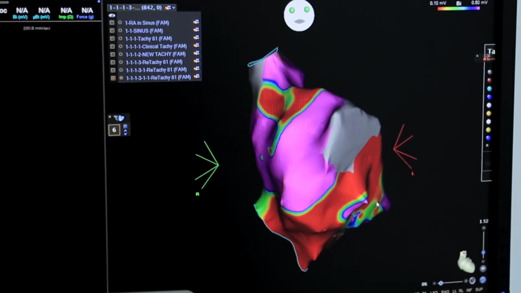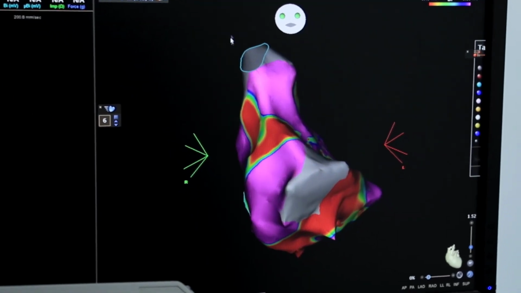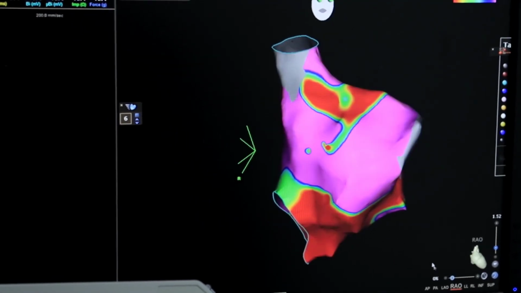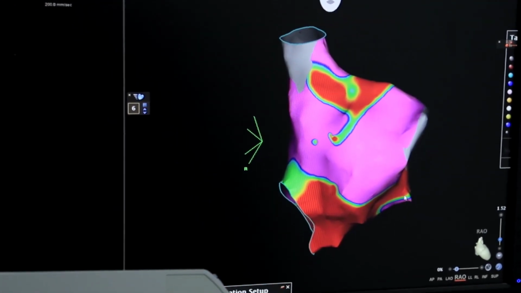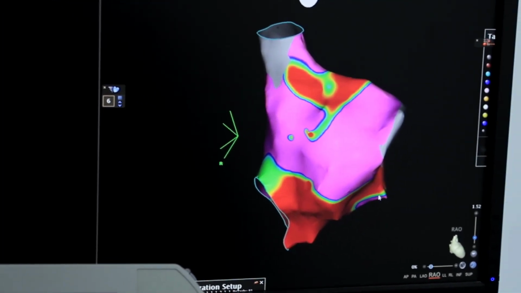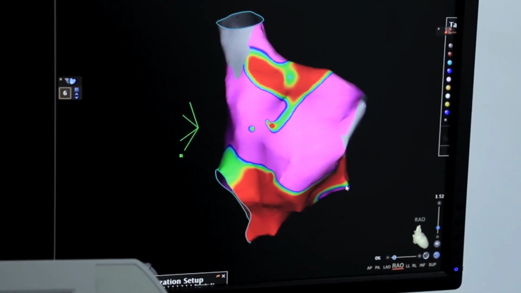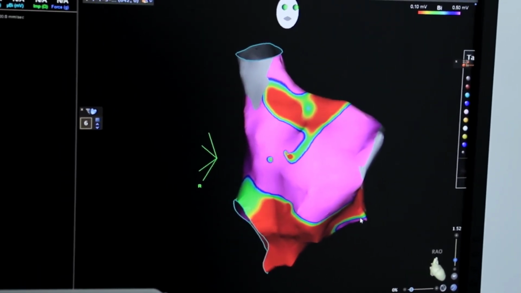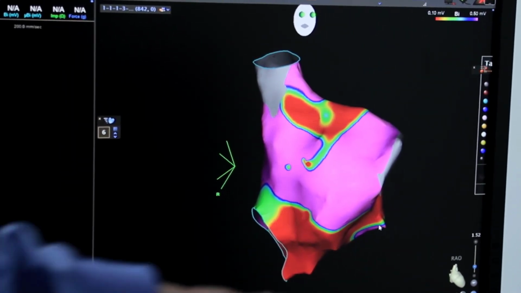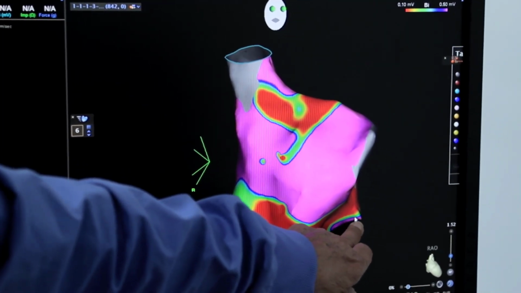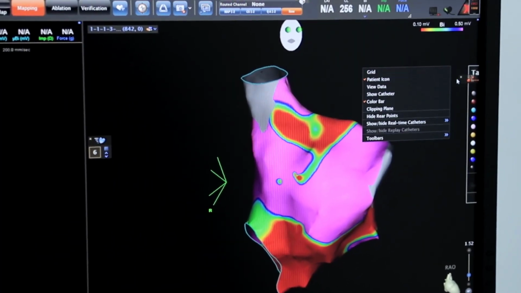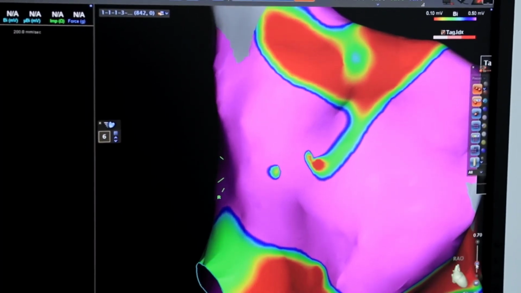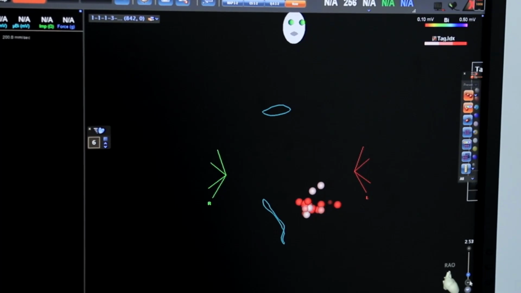So we found out the actual anatomy. The ring goes far beyond, and apparently this area here was still preserved. So after ablating this area, now we have those huge times. This is at the tricuspid annulus, which was capturing. And when it was capturing, we ablated.